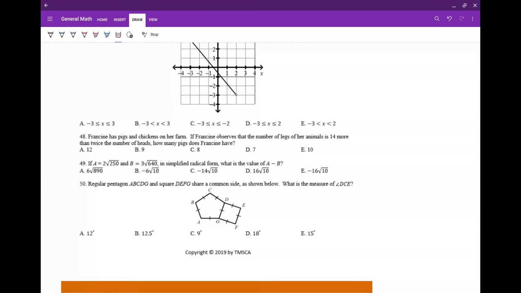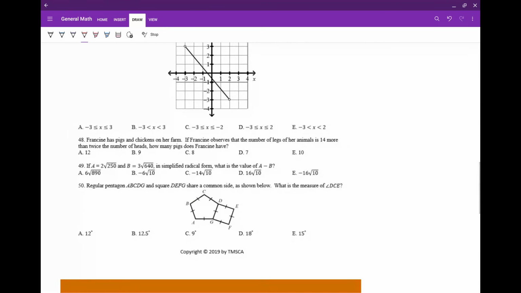So why don't we first simplify the radicals? For A is equal to 2 times the square root of 250. 250 can be written as 25 times 10. Because you're multiplying, and this is a radical, you can take the square root of one of the terms. So it's the square root of 25 is 5. So on the outside, you have 5 root 10 times 2. A is equal to 10 times the square root of 10.